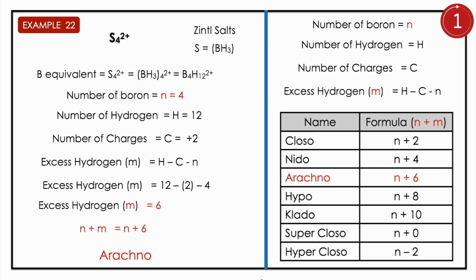The compound becomes simple borane. We will find excess of hydrogen. Identifying the boron will be first step. Borons are 4, so N equals 4. Hydrogens are 12, so H is 12. Charges are plus 2, so C is plus 2. Excess of hydrogen formula is M equals H minus C minus N, which gives 12 minus 2 minus 4, which gives M equals 6. So it is a N plus 6 system. If you look at the table, N plus 6 means Arachno structure. According to the Wade's rule, S4 2 plus has Arachno structure.